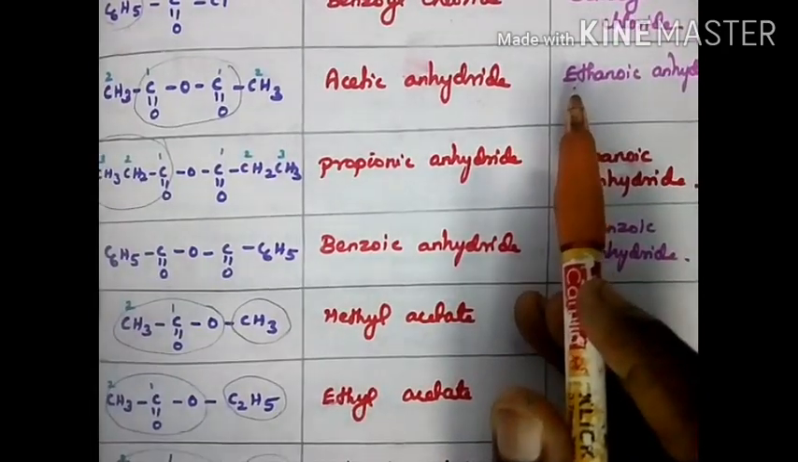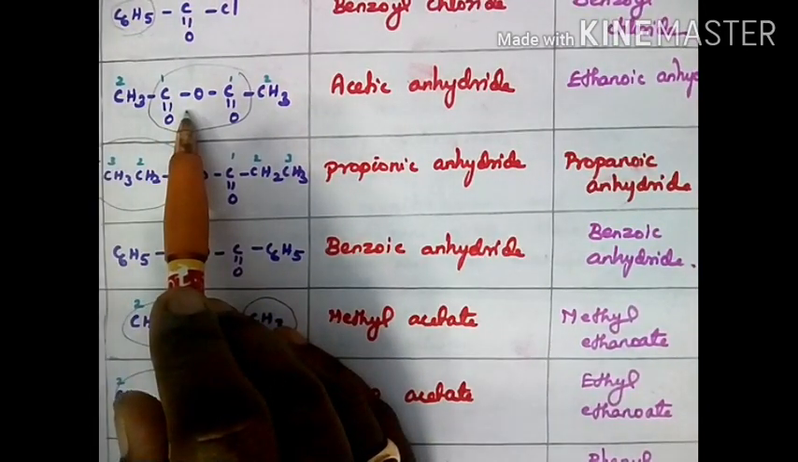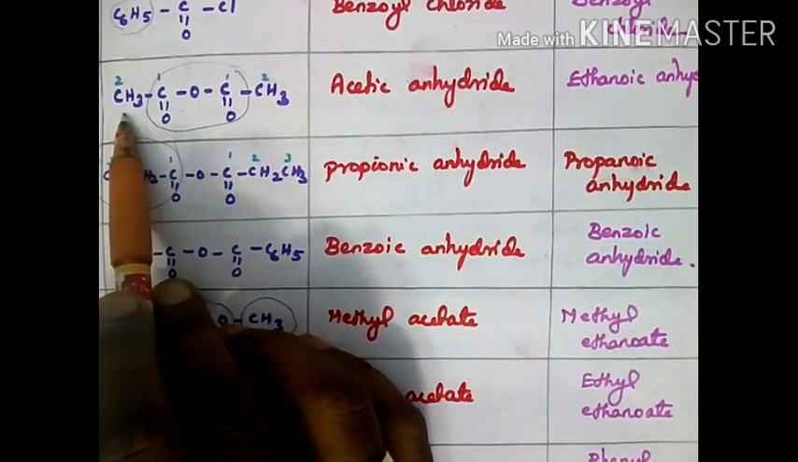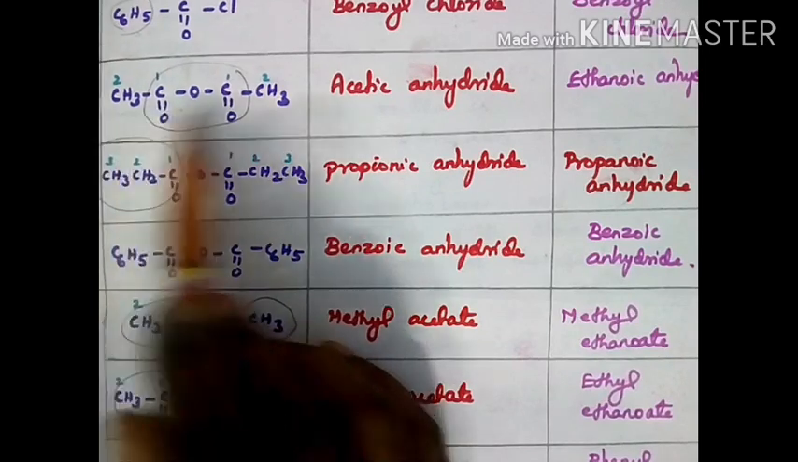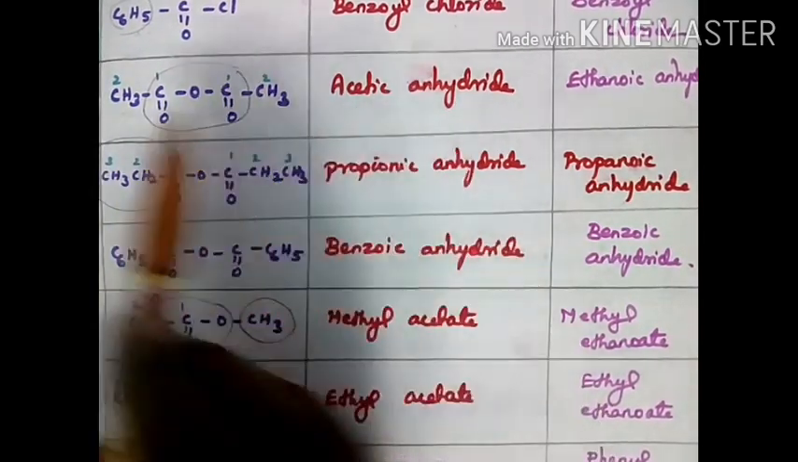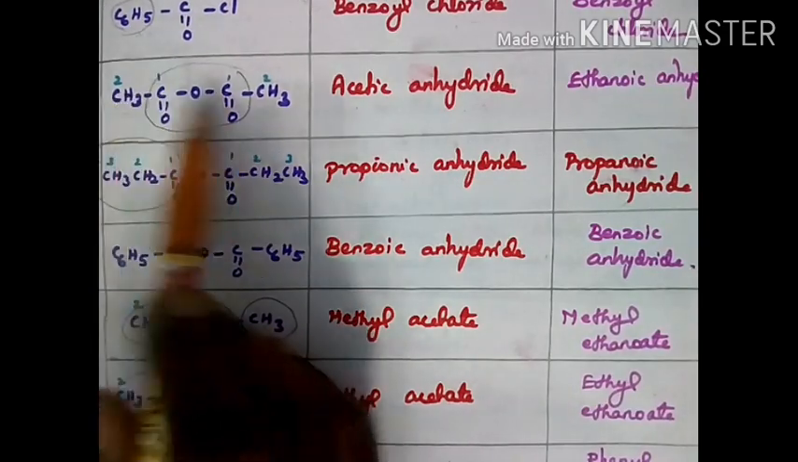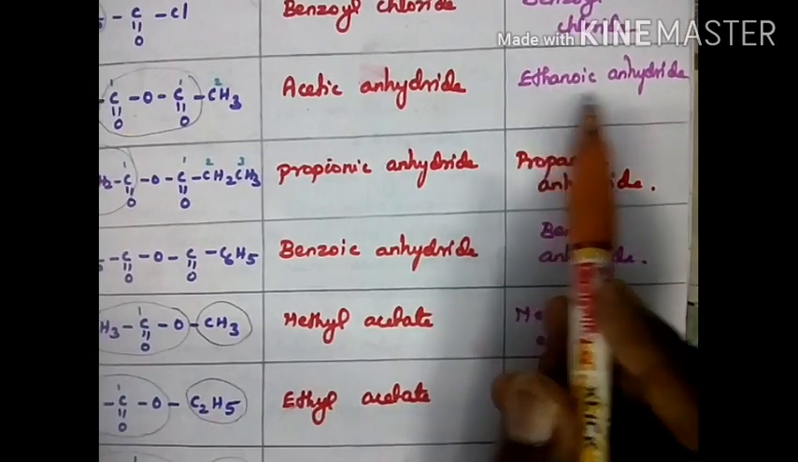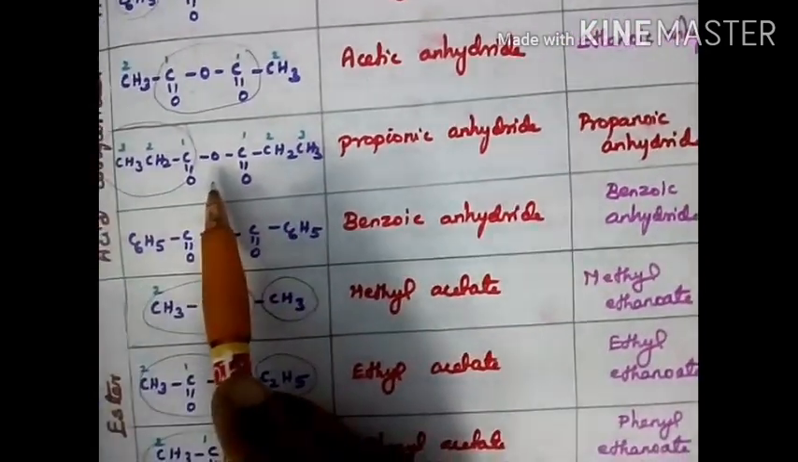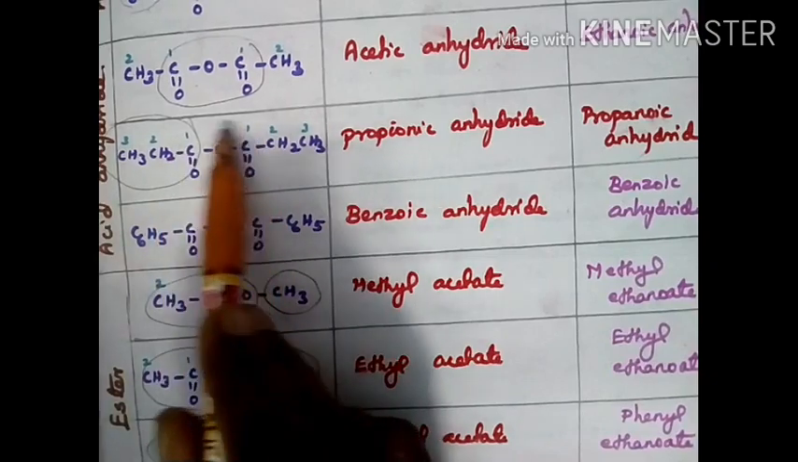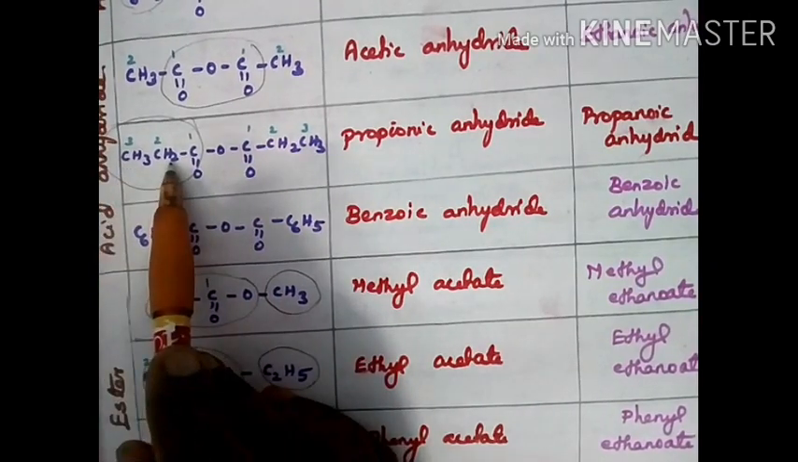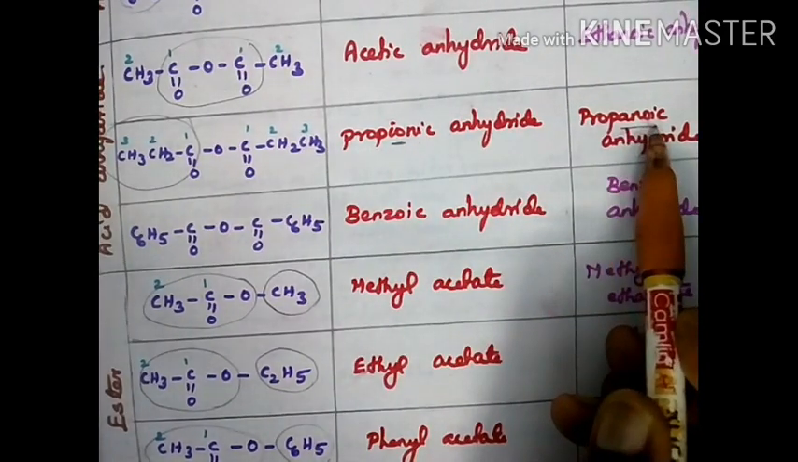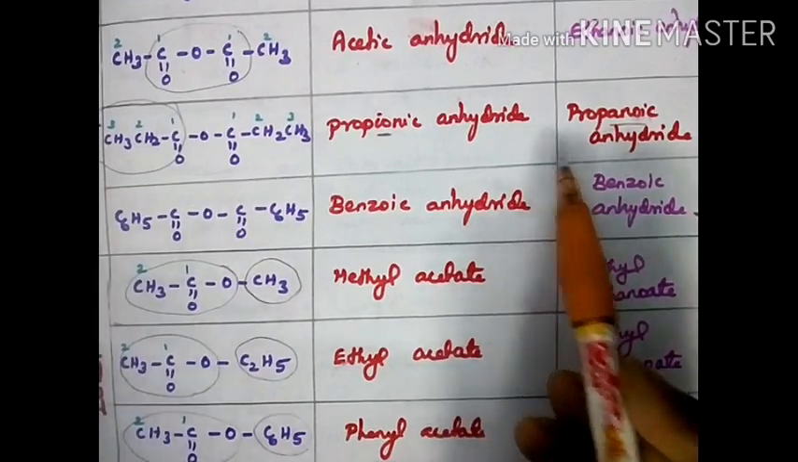Next we are going to see the acid anhydride. The CO-O-CO group is called anhydride, derived from the acid where CH3 is there, so acetic acid. So it is acetic anhydride. Totally how many carbon atoms are there? 1, 2. So ethanoic anhydride. And the next, we know this is an anhydride. How many carbon atoms are there? CH3CH2, so propionic anhydride. Here the IUPAC name is propanoic anhydride.